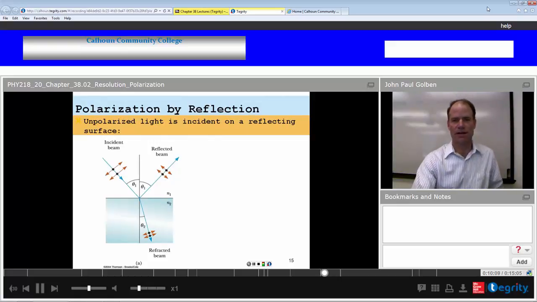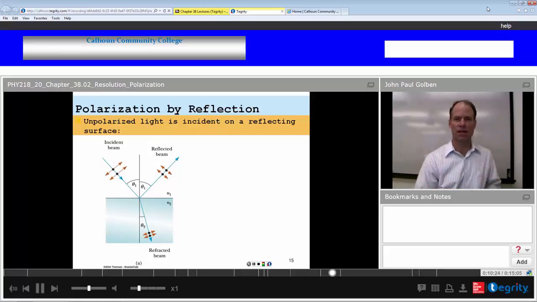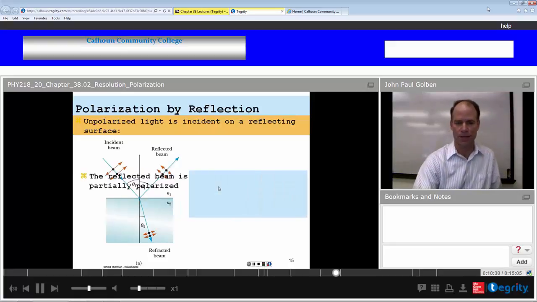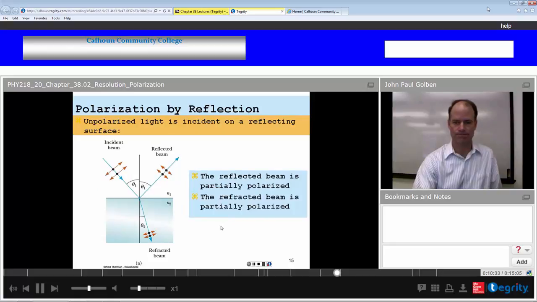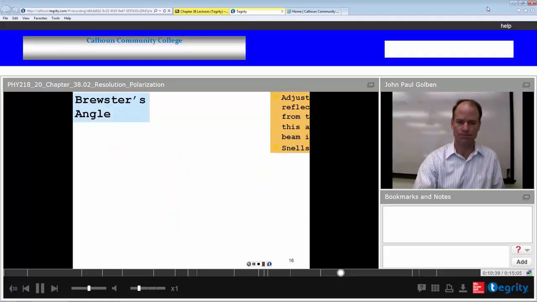Unpolarized light is incident on a reflecting surface. It's preferentially reflected in the horizontal direction because the absorption and re-emission in that direction is a little bit easier than in the vertical direction with a surface like that. So your reflected beam is going to be preferentially polarized in the horizontal direction and may have some vertical reflection as well.